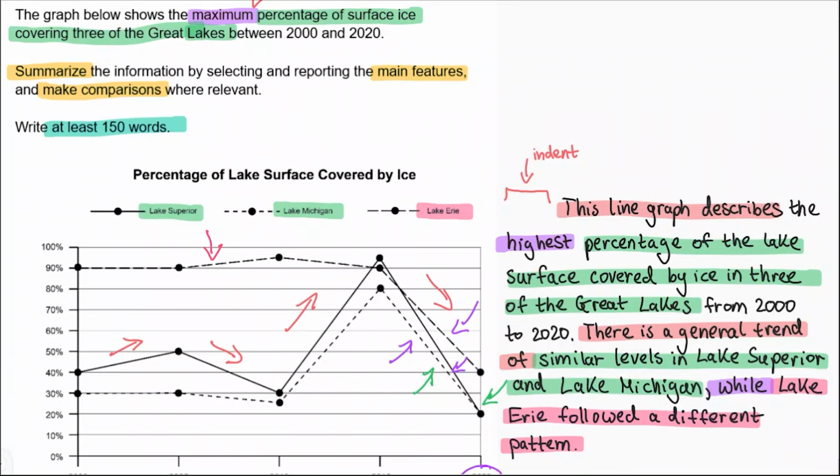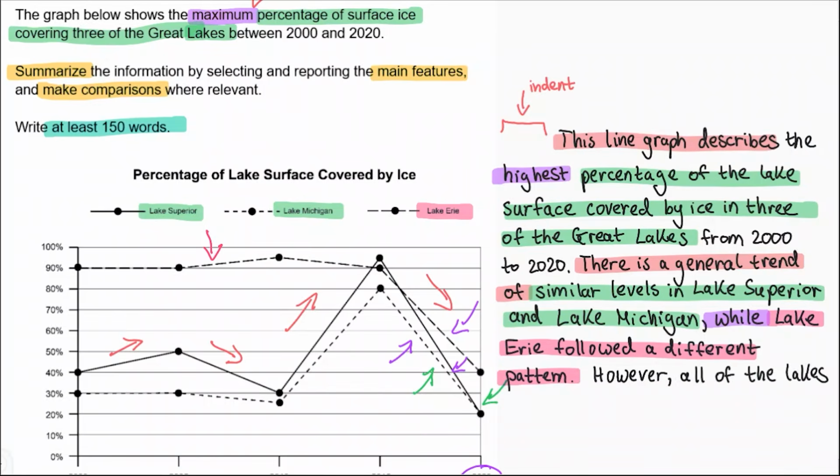Let's write one more sentence. However, all of the lakes show a sharp decline after 2015. The linking word, however, shows that this point is different from the main trend. I used the year to establish when the decline occurred, but I'm still not using lots of statistics. Instead, I used general terms to show what happens. As you can see, I used a sharp decline. Sharp is an awesome way to say steep or a very large decrease. Make sure you use such words to describe the graph precisely. They also show the IELTS examiner that you have a broad vocabulary, which will improve your band score.